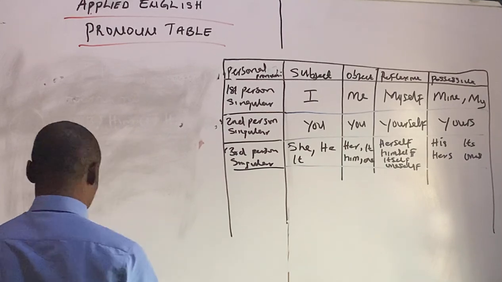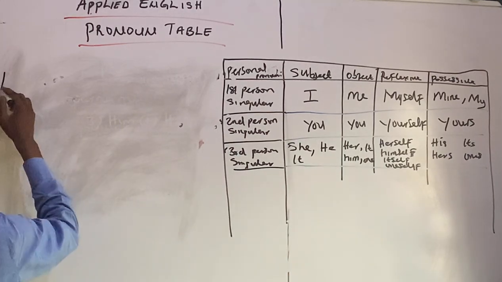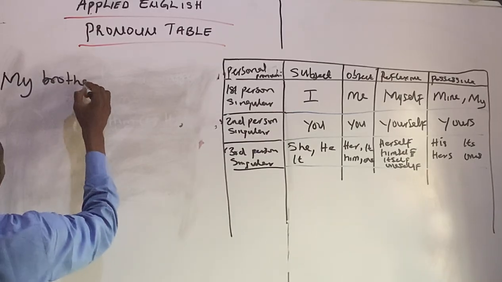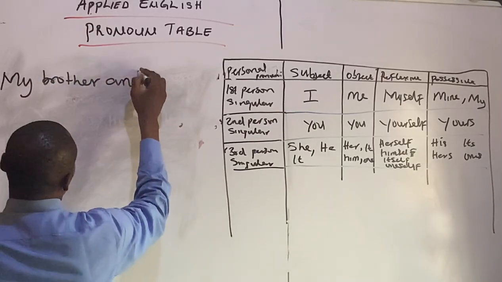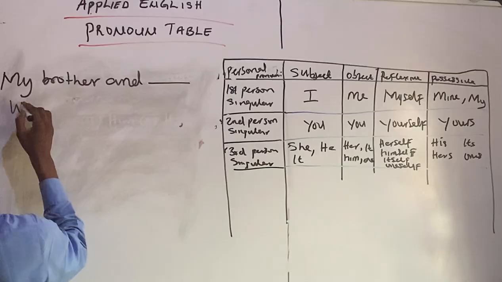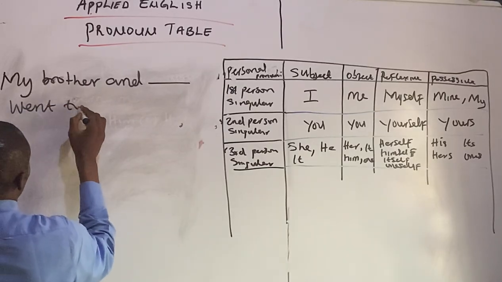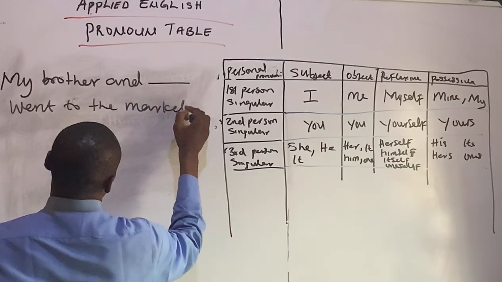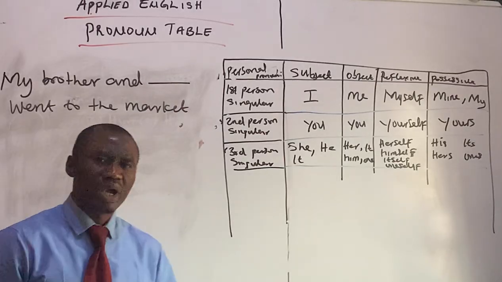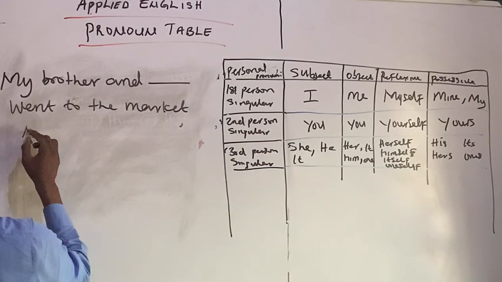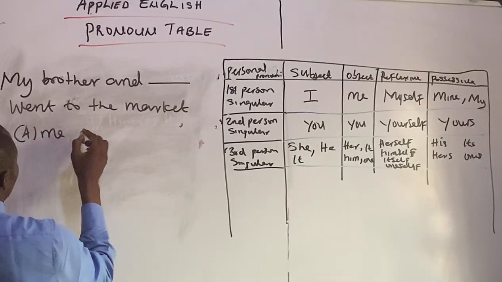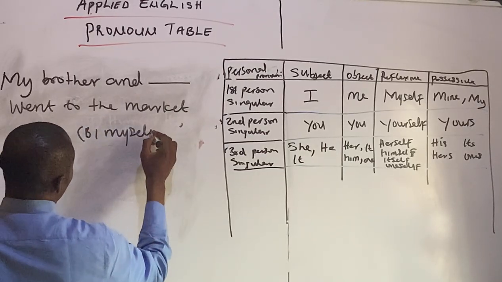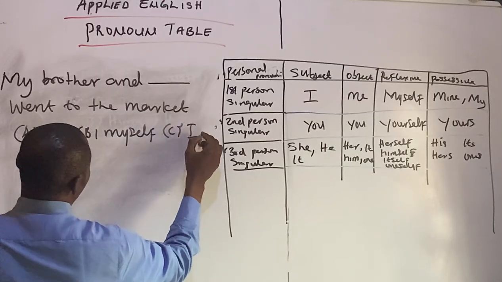Let's look at this one. My brother and Dash went to the market. My brother and Dash went to the market. A, my brother and me. B, my brother and myself. C, my brother and I.